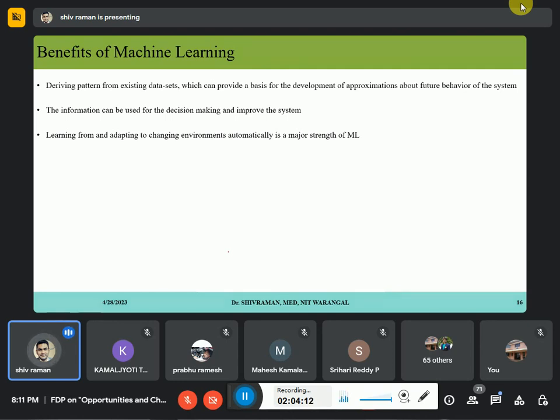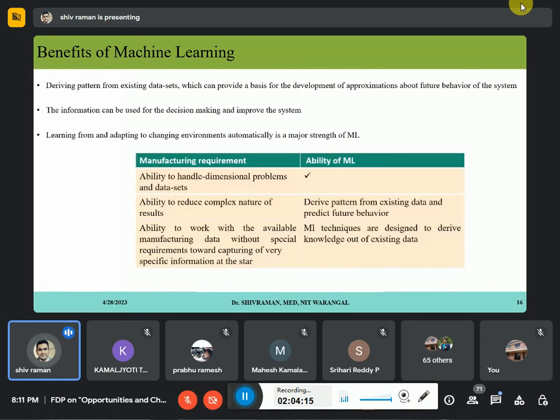These all features are the highlight of machine learning. We will understand better with the help of this table. In manufacturing, we need the ability to handle a high dimensional problem with high dimensional data. The number of input parameters is equivalent to your dimension. If you have three input parameters, we call that a 3D machine learning problem. If you have four input parameters, it is four dimensional. In a manufacturing process, we have multiple inputs, so it's a high dimensional problem, and the algorithm should be able to handle that.